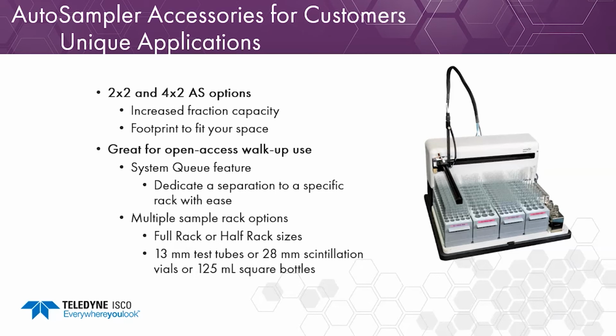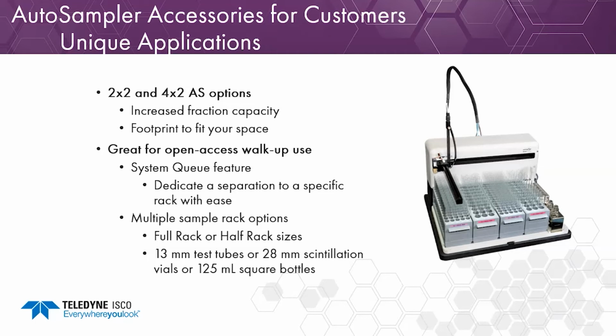The system queue feature allows you to dedicate a separation to a specific rack with ease. So you can put your own personal rack on there, say, yeah, I want to use just rack C, and move on. And then when it's done, you can pull it off. It allows you to customize the injection parameters, the method parameters, for individual runs without any issues while the system's running.